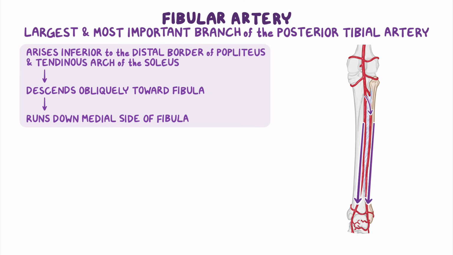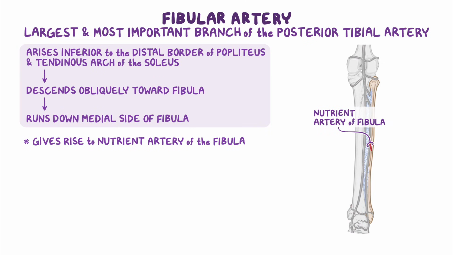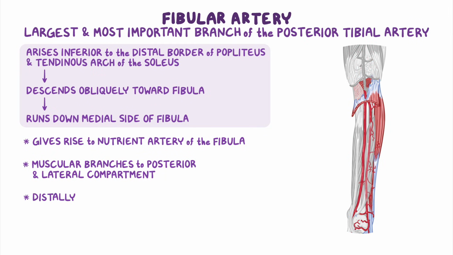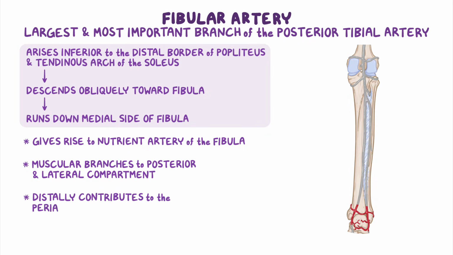deep compartment. The fibular artery gives rise to the nutrient artery of the fibula, the largest nutrient artery in the body. It also gives off numerous muscular branches to both the posterior compartment and lateral compartment of the leg. Distally, the fibular artery also contributes branches to the periarticular anastomosis of the ankle.